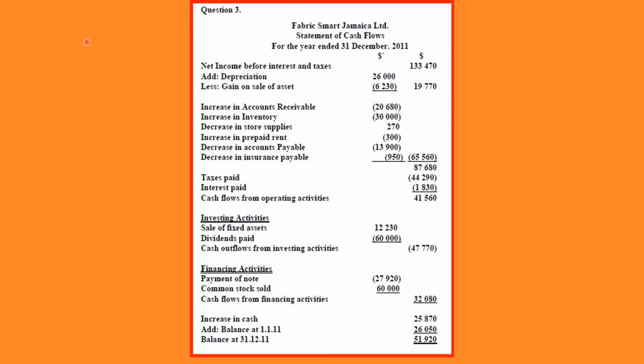We can now put all the figures together here. We can see the cash flows from operating activities, from investing activities, from financing activities, and the reconciliation. We should note that this balance here would equal the balance of cash at this date in our balance sheet.